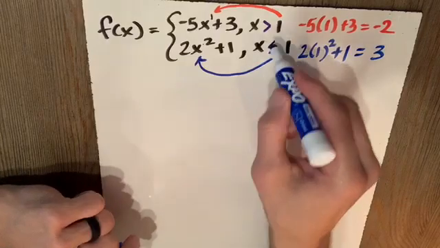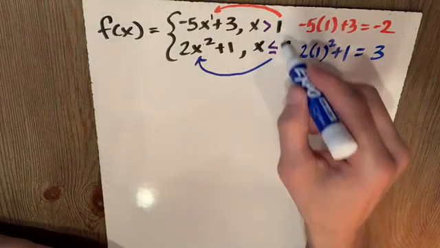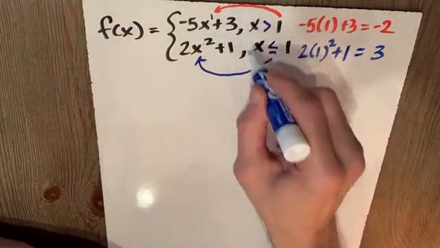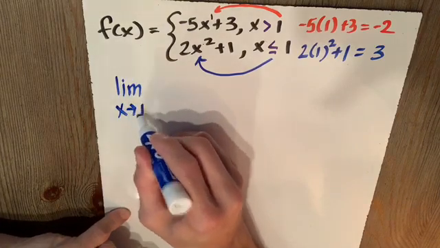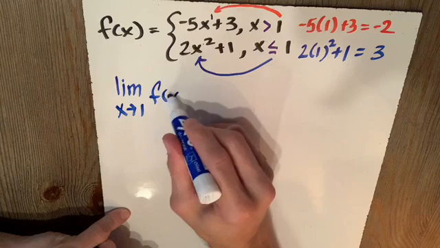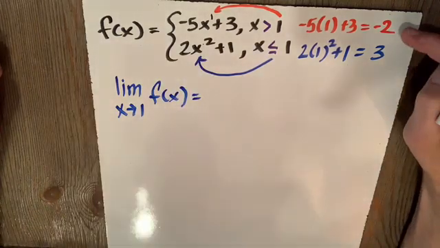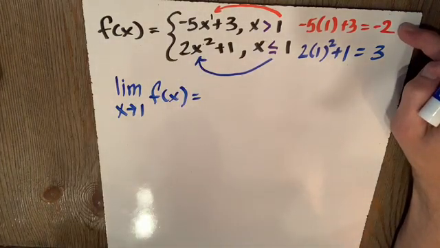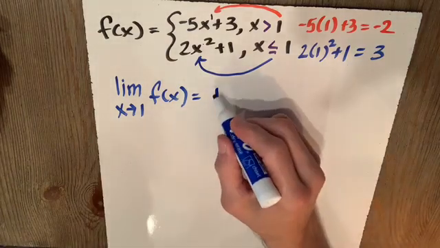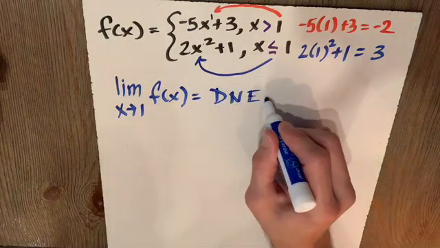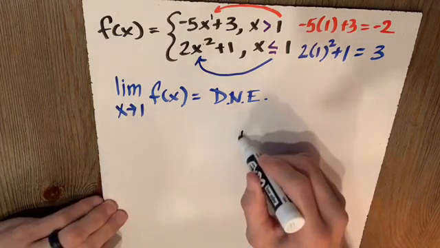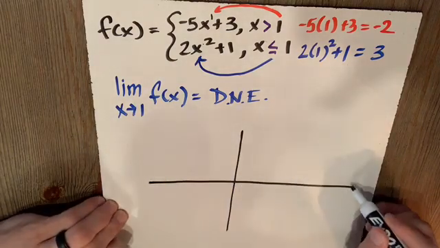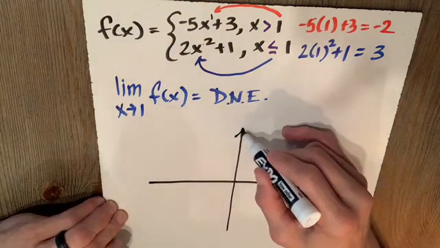Now, of course, if 1 is the point where we're switching over from one function to another, they're going to ask us the limit as x approaches 1 from both sides of f of x. And we can plainly see that this function is heading towards -2 and this function is heading towards 3. Because they don't agree with each other, we can just say does not exist. Now, what does this look like graphically? We can confirm that with the graph, but we don't even need to graph that.